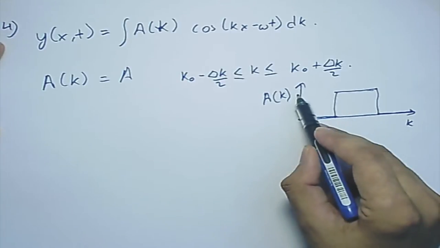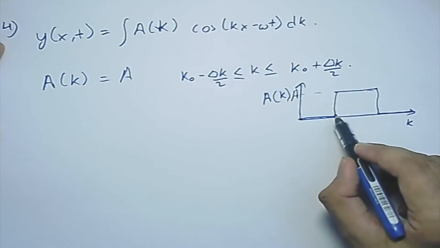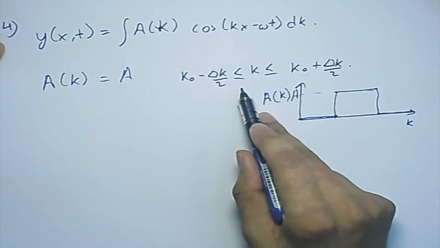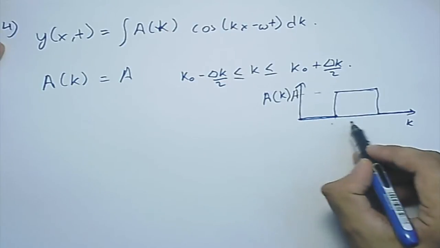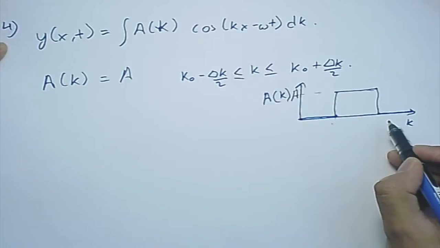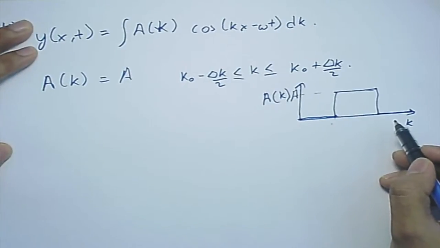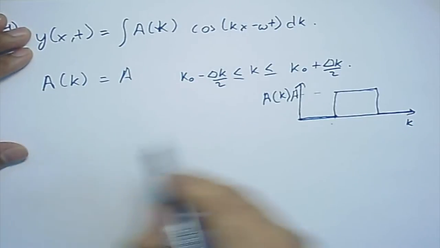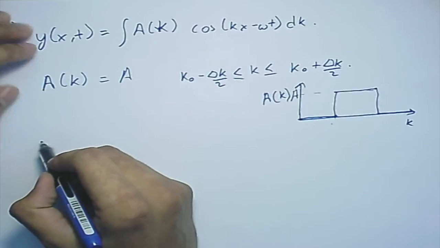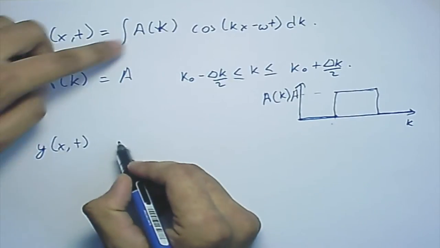A is a constant equal to a naught, and the range is given by the condition given over here. This is k naught minus delta k over 2, and this is k naught plus delta k over 2. Okay, so now evaluating the actual wave given as the relation given over here, the displacements along the y direction are given as y of x, t as the integral.